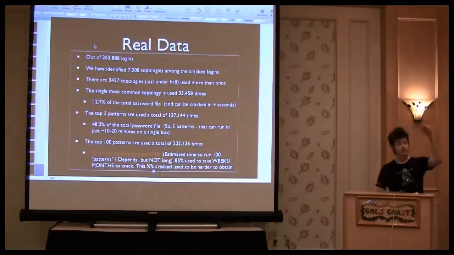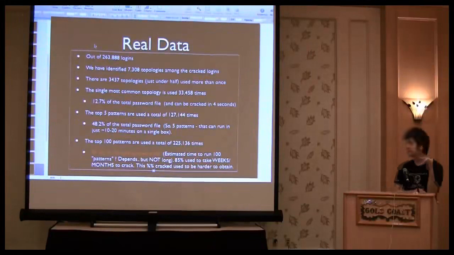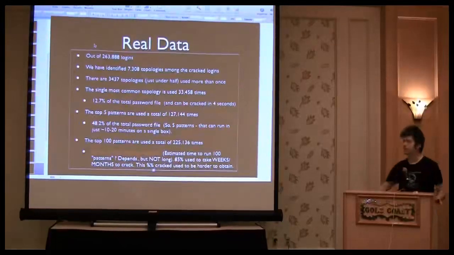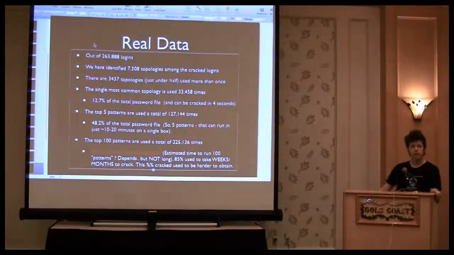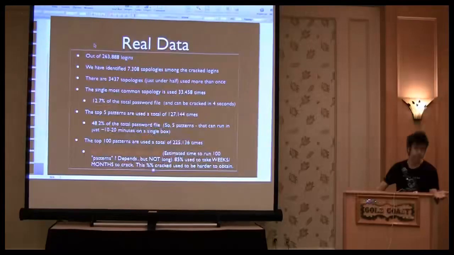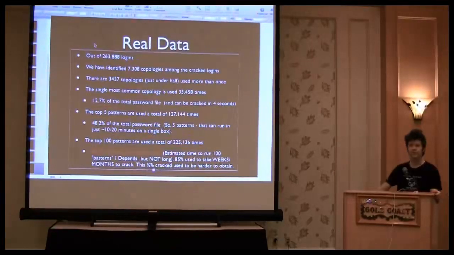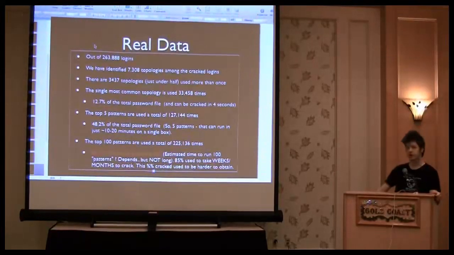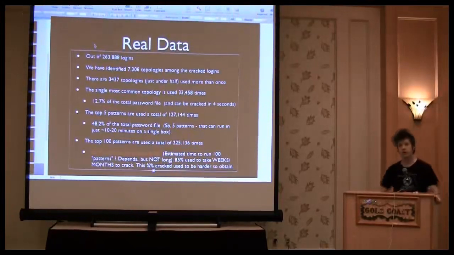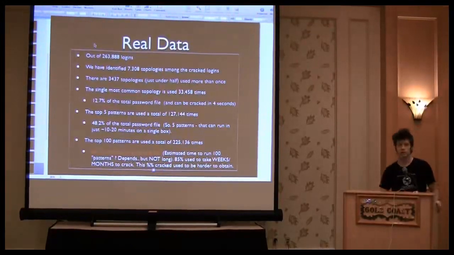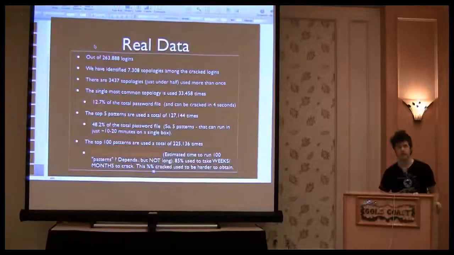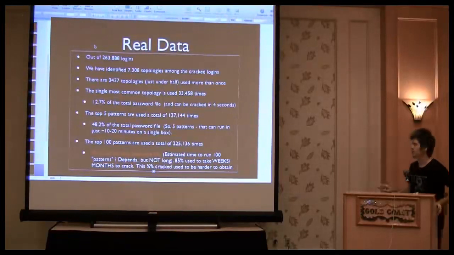The top 5 patterns got 127,000 cracks, and that's 48%. You think about NTLM, it wouldn't take you that long to get 50%. But that's if you're NTLM. What if you're salted SHA? What if you're DES? What if you're $1, $2, $6? What if you're in these harder ones? You have to be more specific in your ideas.